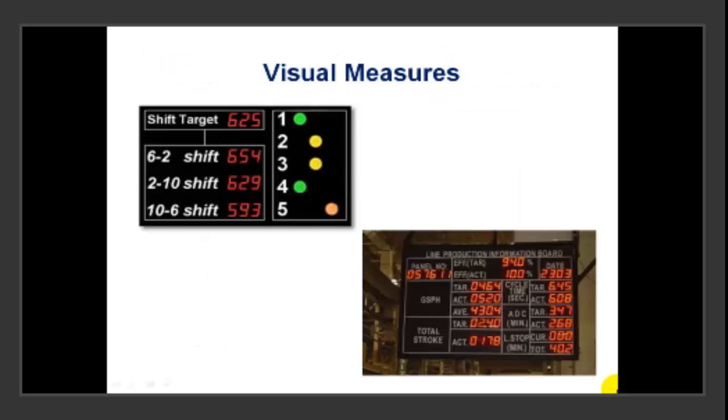Now, here is an example of some visual measurement. You can immediately tell. Shift target, green, yellow, orange or red there. By just looking at that, which shift is off target? Yeah. Where you might see some problems? 2 and 3, right? All right, and similar, there's a display in the lower right-hand side that's pretty busy. It's not as nice and handy as the one in the upper left.